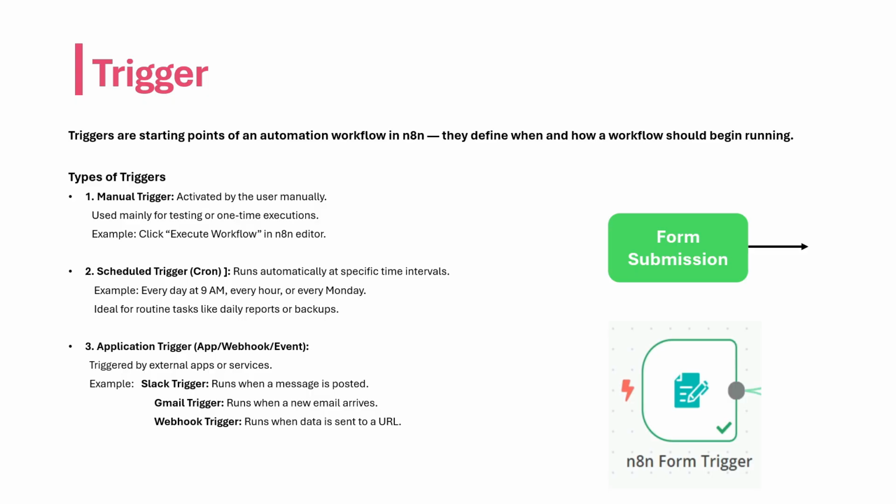Second is the scheduled trigger, also known as cron. It runs automatically at specific time intervals. For example, every day at 9 a.m. my workflow will start running automatically. We can also set it for every hour or every Monday. That is, we fix a time for the trigger to start running. It's ideal for routine tasks like daily reports or generating backups on certain apps like WhatsApp.